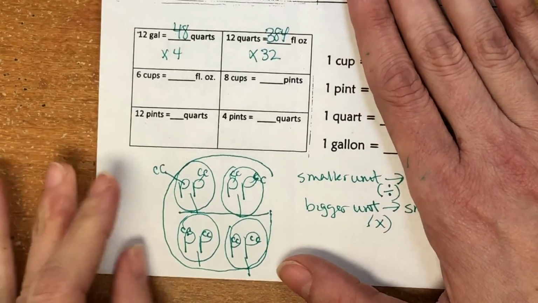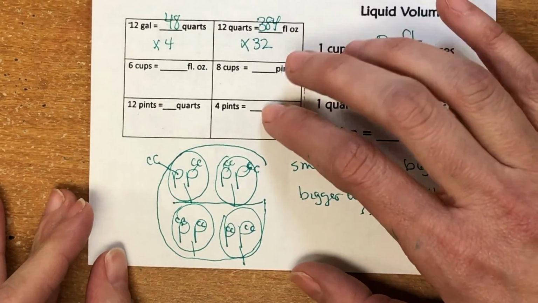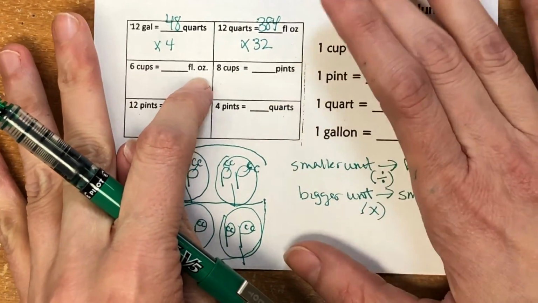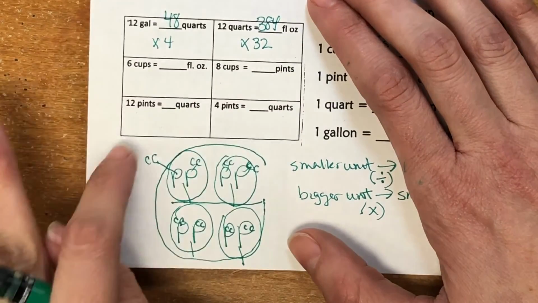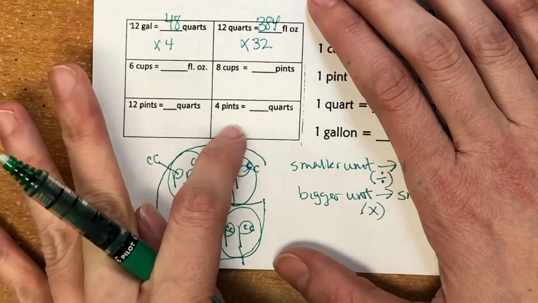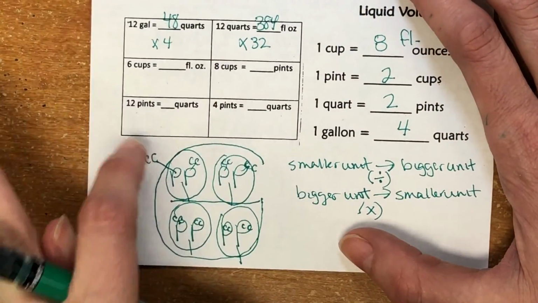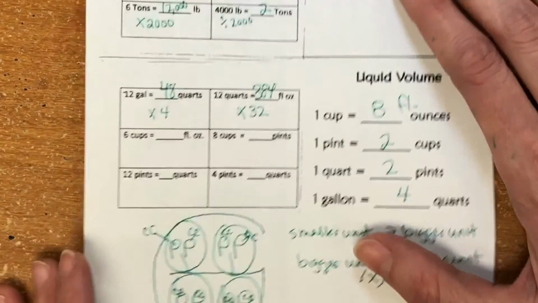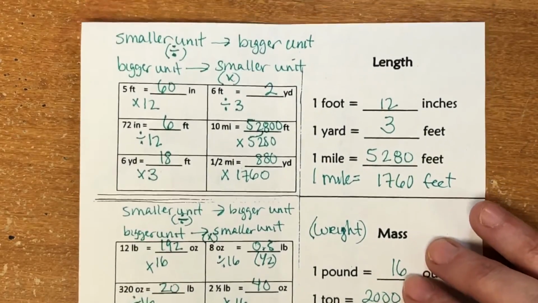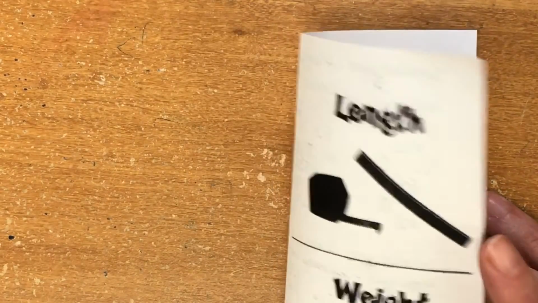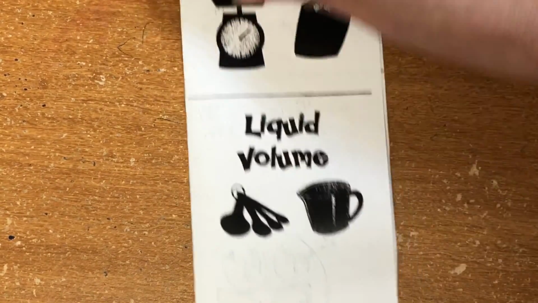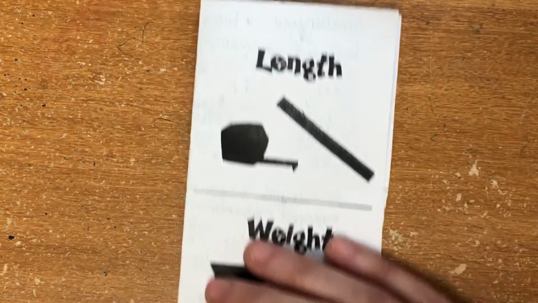Okay, so you try these on your own. Convert cups to fluid ounces, 8 cups to pints, 12 pints to quarts, and 4 pints to quarts. You do those on your own. So again, this was your foldable for customary units. Be sure to put this in your notebook and make sure you glue this side down.